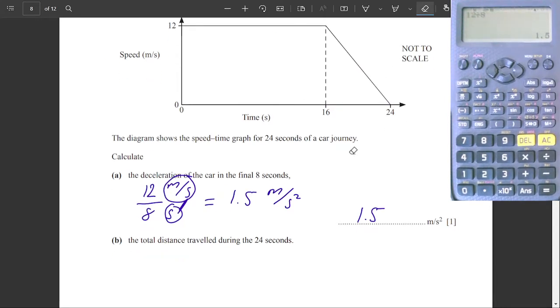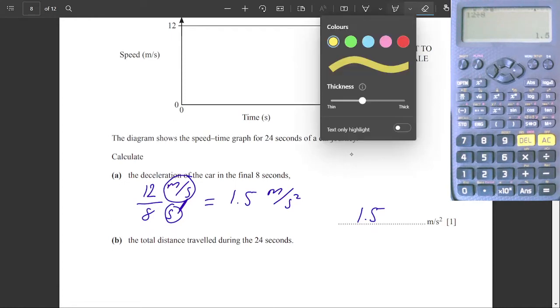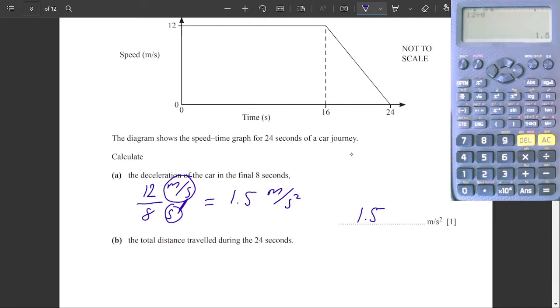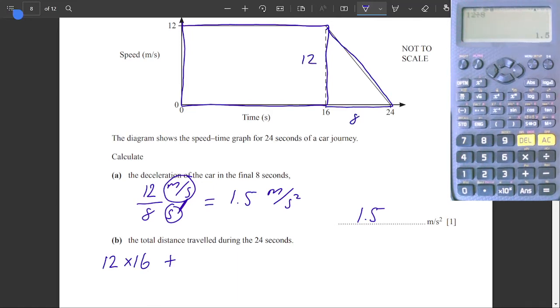20b, the total distance traveled. Now remember, in a speed time graph, the total distance is the area under the graph. So if we travel for 16 seconds at 12 meters per second, the total distance will be 12 times 16. To that, we need to add the area of this triangle. So remember, the height is 12, the width is 8, but because it's a triangle, we need to half it. So it's half of 12 times 8.